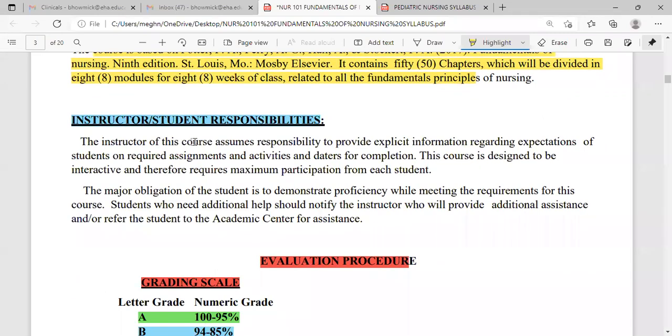The instructor of this course is responsible to provide information regarding expectations of the student, required assignments and activities, and any kind of completions. And this course is designed to be interactive and therefore requires the maximum participation from each student.